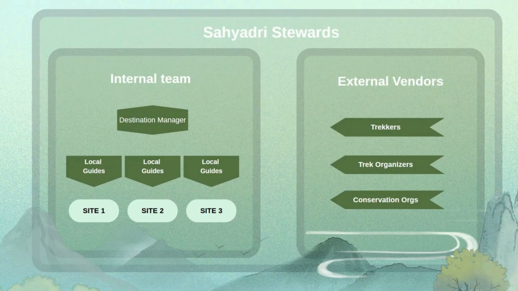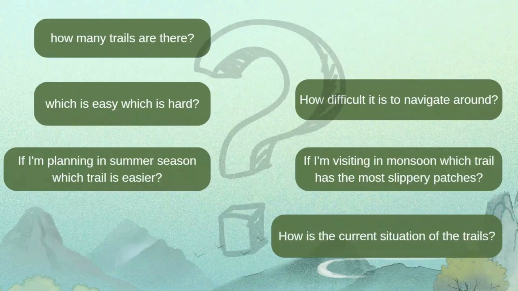But they are getting busy answering questions like how many trails are there, which is easy, which is hard, if I'm planning in summer season, which trail is easier, how difficult it is to navigate around, if I'm budgeting in monsoon, which trail has the most slippery patches, how is the current situation of the trails. Yes, these are the questions with which they are getting busy.